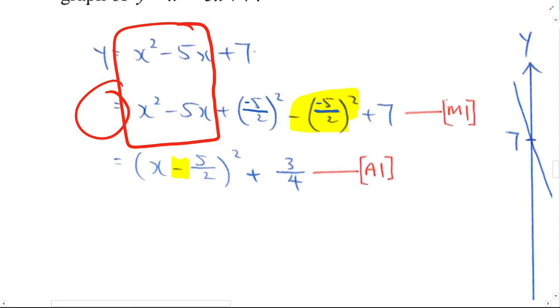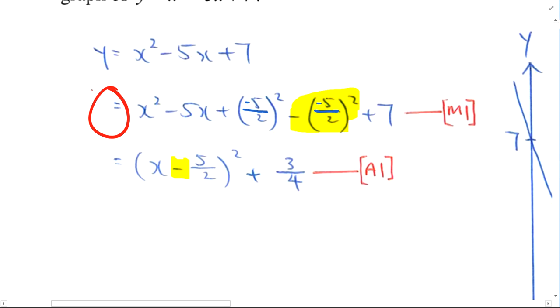Okay, so we see that these two steps are equivalent. I added something, I subtracted something. This gives you your 1 mark. What is the point of adding something and removing the same thing again?